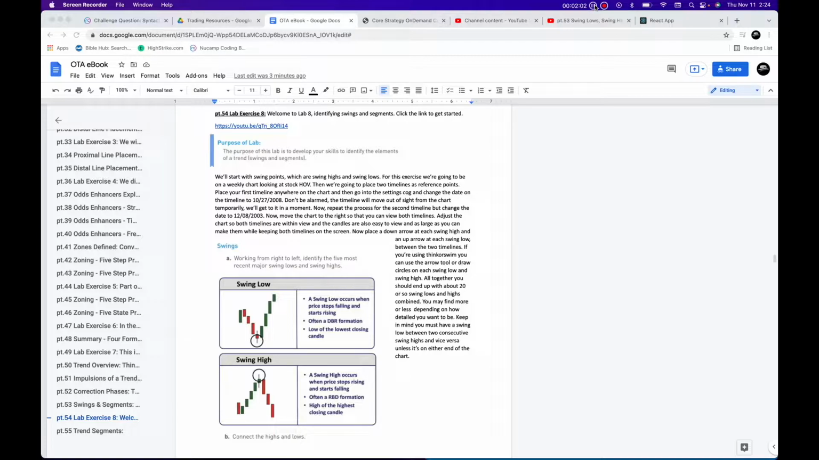Now, depending on how detailed you want to be, you may find more than 20 or you may find less than 20. Keep in mind, you must have a swing low between two consecutive swing highs and vice versa, unless, of course, the swing high or low is on either end of the chart.